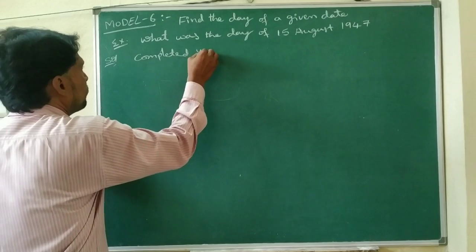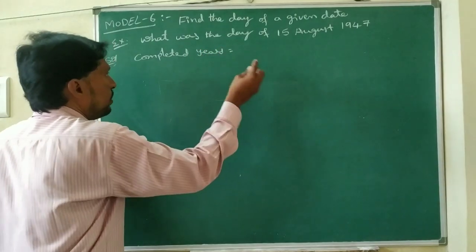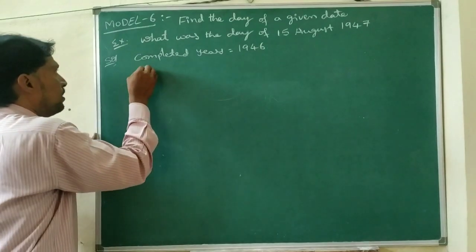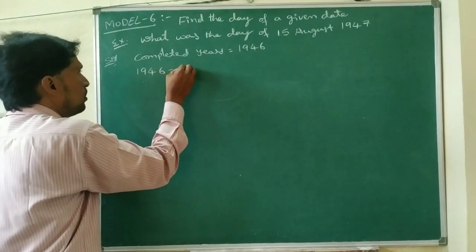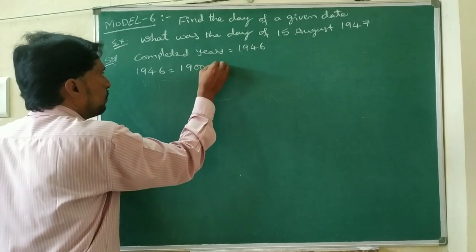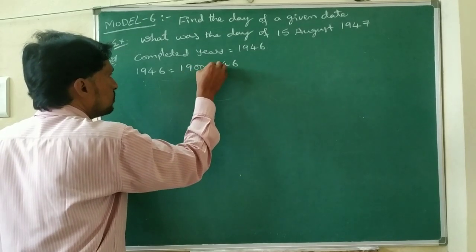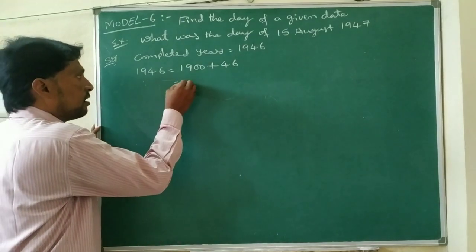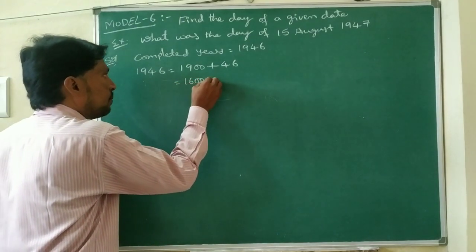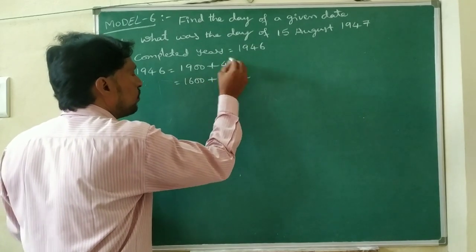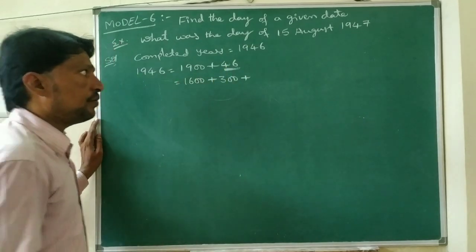Completed years. How many years were completed? 1946 were completed. So 1946 we can write as 1900 plus 46. This 1900 is also 1600 plus 300. So for the 46 years we need to take the leap and non-leap years.